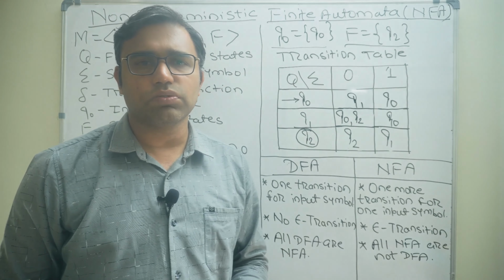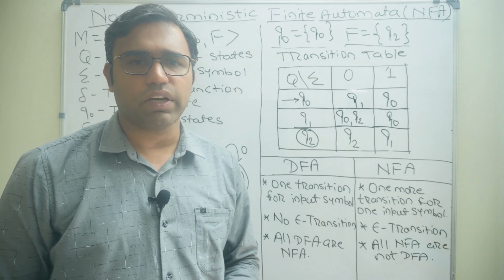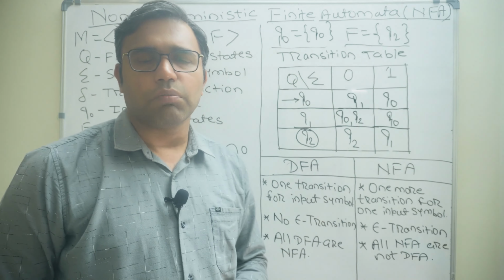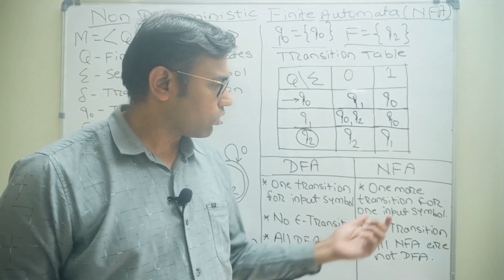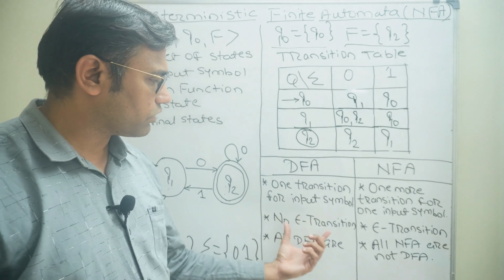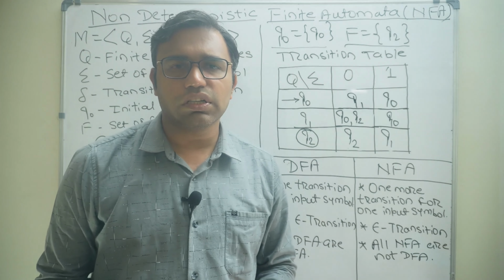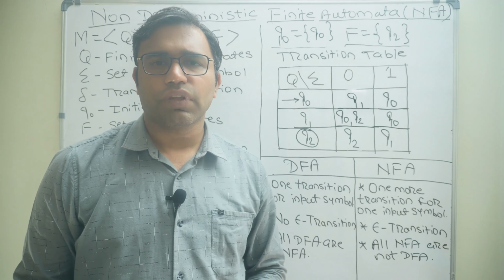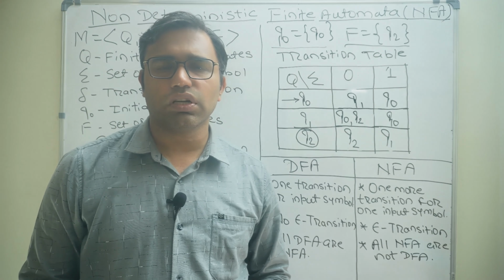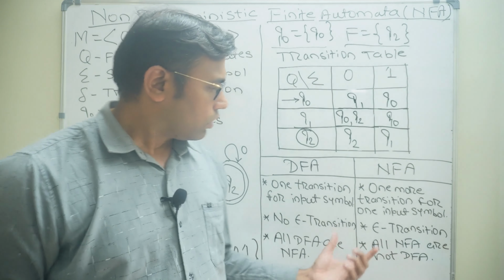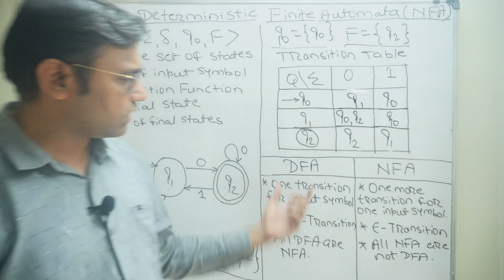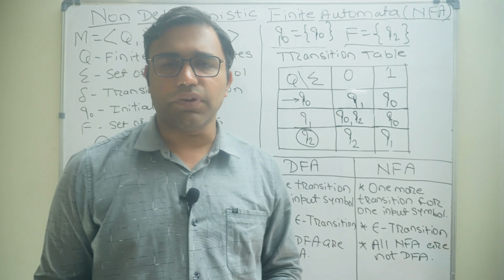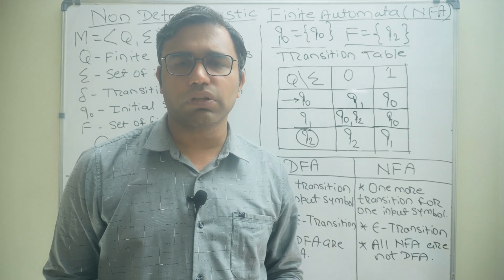Now let us see the difference between deterministic finite automata and non-deterministic finite automata. In deterministic finite automata there is one transition for one input symbol, but in non-deterministic finite automata you will find one or more transitions for one input symbol. In deterministic finite automata there is no epsilon transition, but in non-deterministic finite automata there is epsilon transition. There are two types of non-deterministic finite automata: with epsilon moves and without epsilon moves. This one is without epsilon moves. All DFA are NFA, but all NFA are not DFA. This is the difference between DFA and NFA. Both DFA and NFA contain the same tuple: Q, Σ, δ, Q0, F.